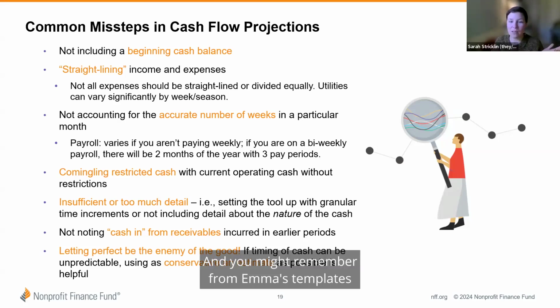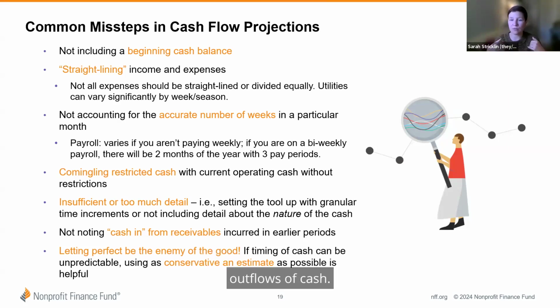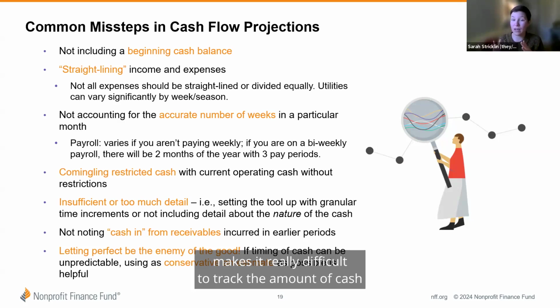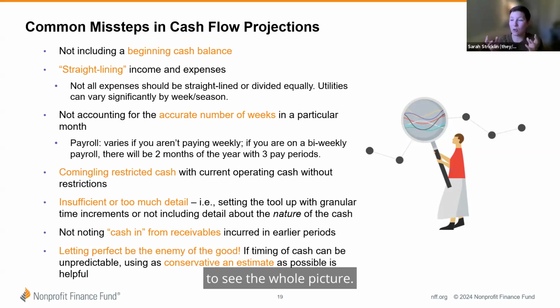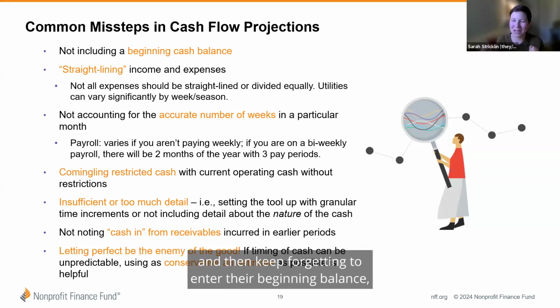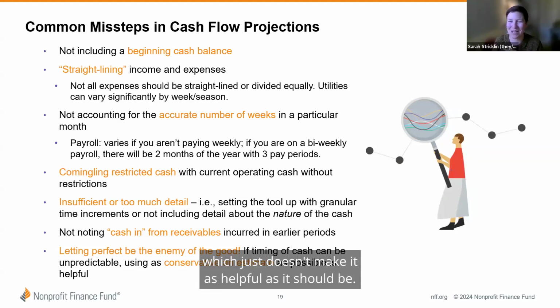You might remember from Emma's templates that all of them started with a beginning cash balance. In any tool that you're looking at for your expenses and your income, you'll see those inflows of cash and outflows of cash, but not including a beginning cash balance makes it really difficult to track the amount of cash you actually have each month in the same place as you're tracking those inflows and outflows. So just double check that you're giving yourself that starting balance to see the whole picture. It is surprising how many people set up a really complicated cash flow tool and then keep forgetting to enter their beginning balance, which just doesn't make it as helpful as it should be.